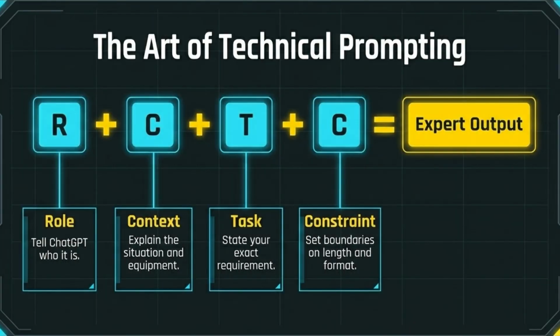To get expert output, use the RCTC framework. Define the AI's role, provide relevant context about your equipment and situation, state your specific task clearly, and set constraints for length and format to ensure the response meets your needs.